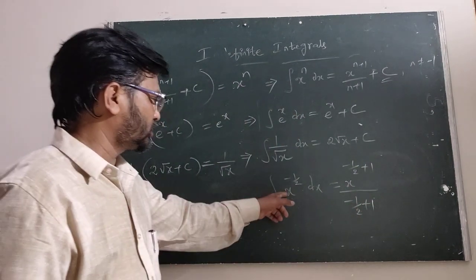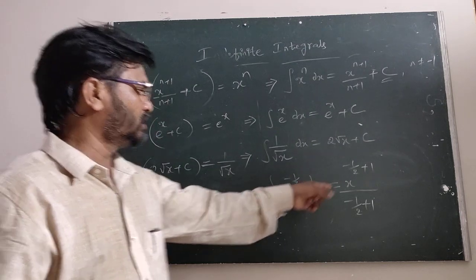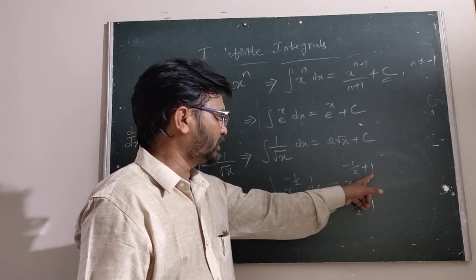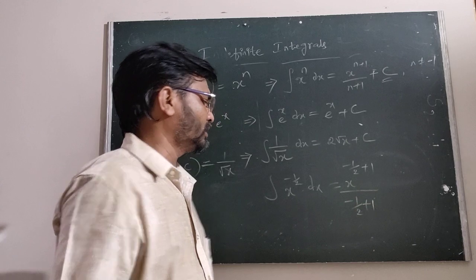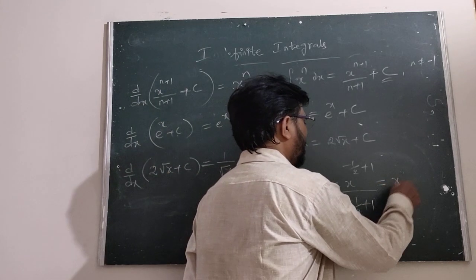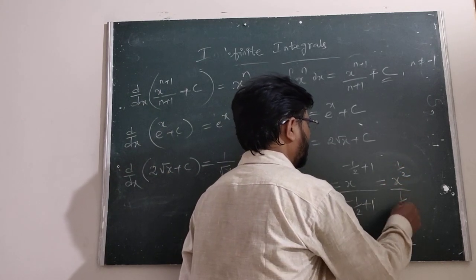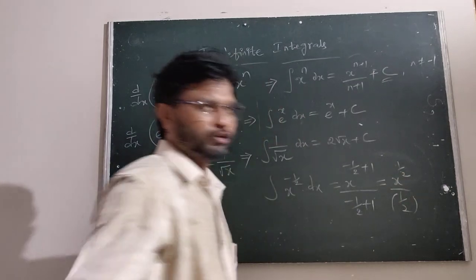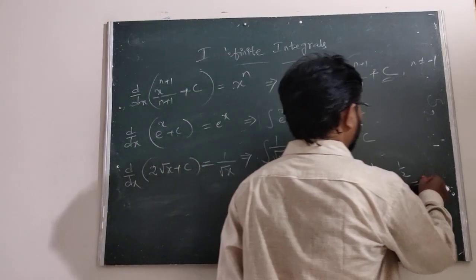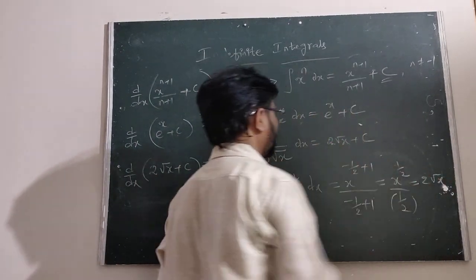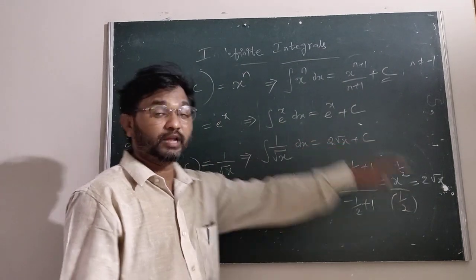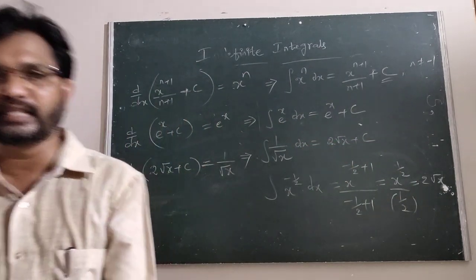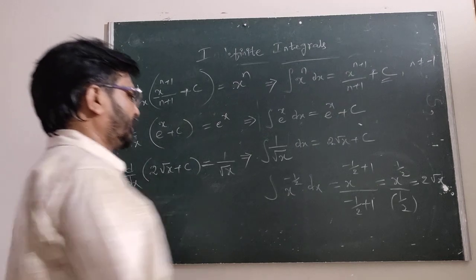Is it clear? Now this is x power minus 1 by 2 plus 1 upon minus 1 by 2 plus 1. Therefore, now it will be x power 1 by 2 upon 1 by 2. Now this is sent to the numerator, then it will be 2 into root of x. Understand or not? Therefore, 2 into root of x plus c. This is always the constant of integration.